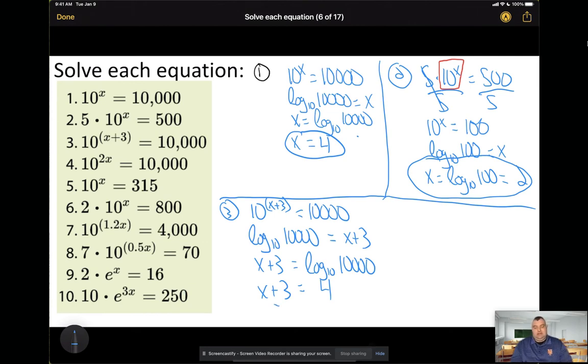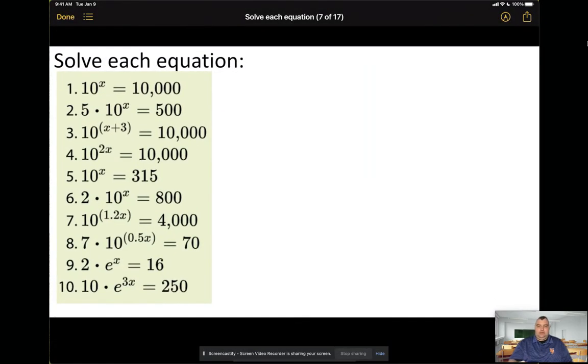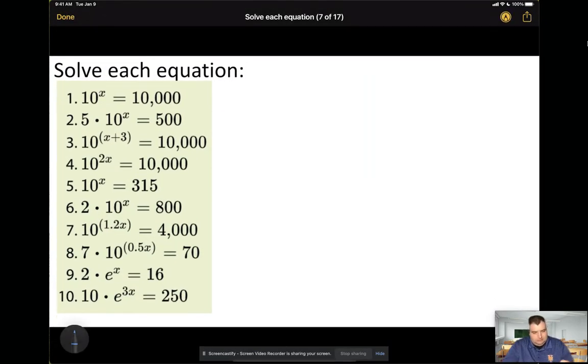So I can solve that by subtracting 3 from both sides. And I end up with x equals 4 minus 3, which is 1. So for number 3, the answer is x equals 1. So that's number 3. Let's go to number 4 now.